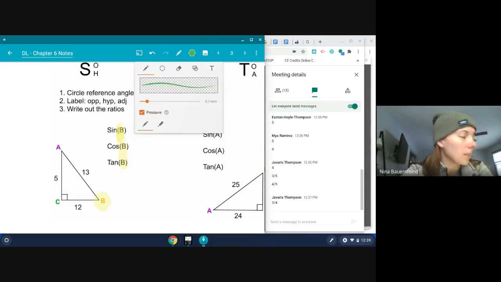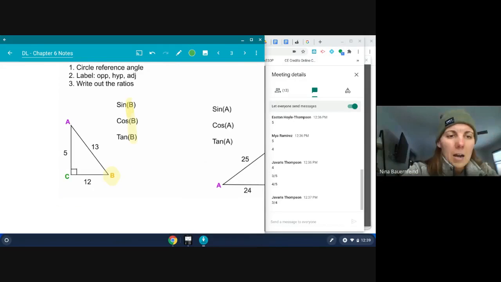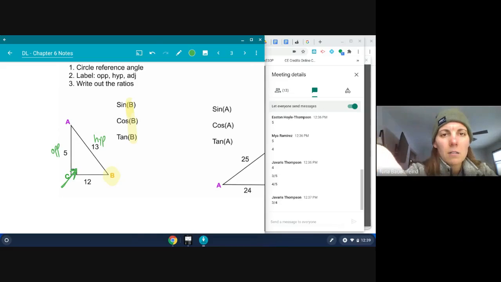Second step is to label op-hyp-adjacent. So the op is here. The hypotenuse is always across from the 90. It's always across from the 90. And then this one has to be adjacent.